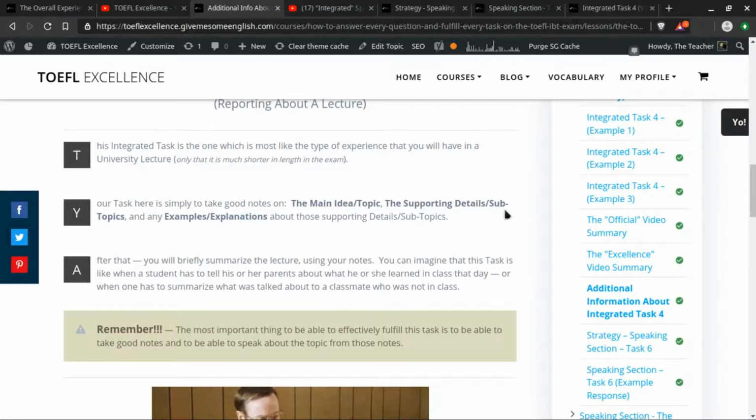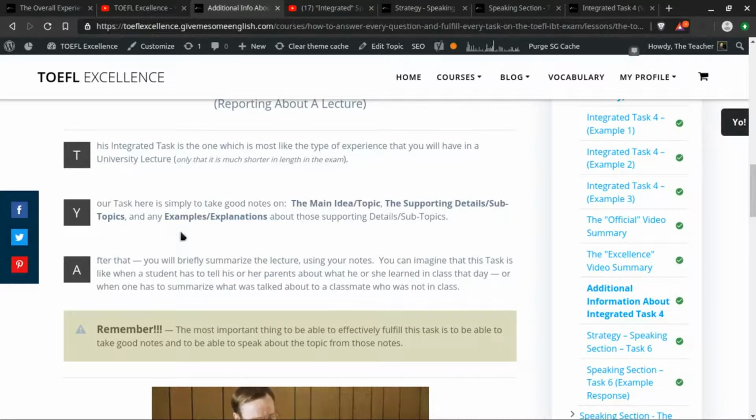Now, in the previous lesson and on the introductory page, I didn't use the term subtopics. I use them here because a lot of times the term supporting details might not be the best description. Sometimes what would normally be the supporting details from the reading passages in the reading section or the listening files in the listening section, sometimes those are actually subtopics of the main topic. But essentially, it's the same thing. The main idea or topic, supporting details or subtopics.